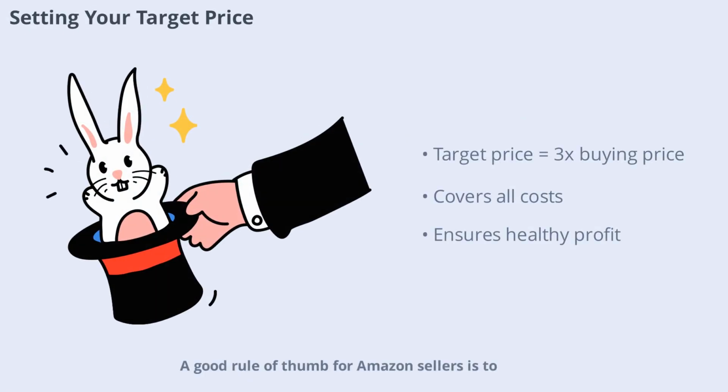A good rule of thumb for Amazon sellers is to set your target price at least 3 times your buying price. This helps ensure you have enough margin to cover all costs and still make a healthy profit. For example, if your product costs rupee 300, aim to sell it for at least rupee 900. This strategy gives you a buffer for unexpected expenses and helps you stay competitive in the marketplace.